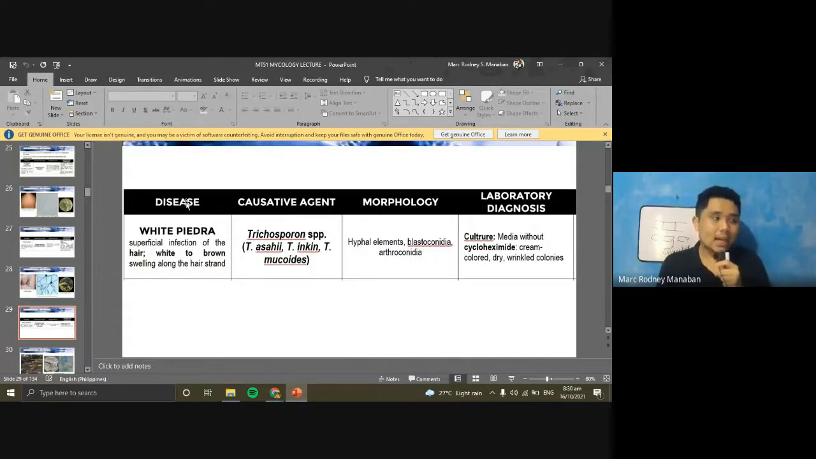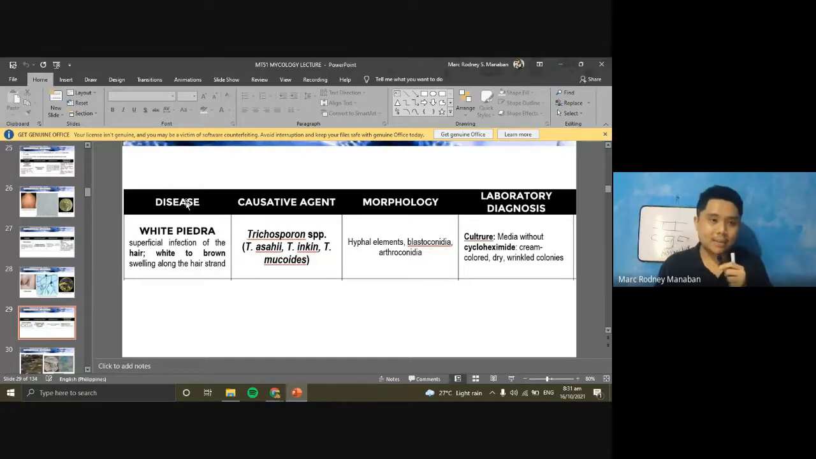Usually the piedra are affecting the hairs, all right? So these are superficial infections of the hair. There are nodules, or swelling along the hair strand. Your white piedra is usually soft, okay? And it's caused by Trichosporon species. Now, morphology: hyphal elements, blastoconidia and arthroconidia. For culture, we use culture media without cycloheximide because Trichosporon is sensitive to cycloheximide, and it will produce cream-colored, dry, wrinkled colonies.